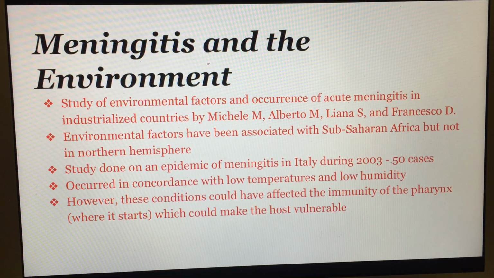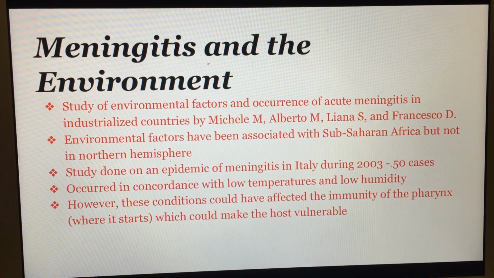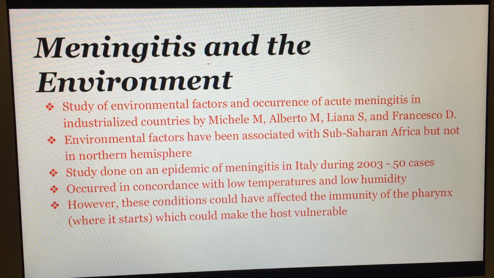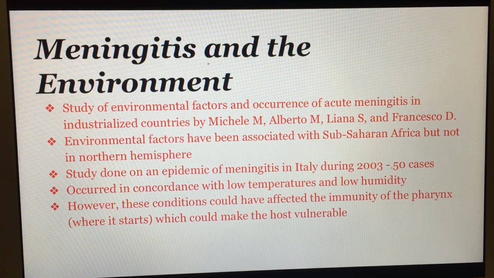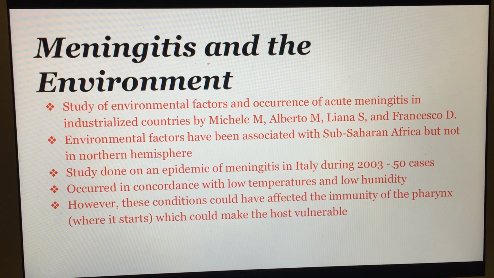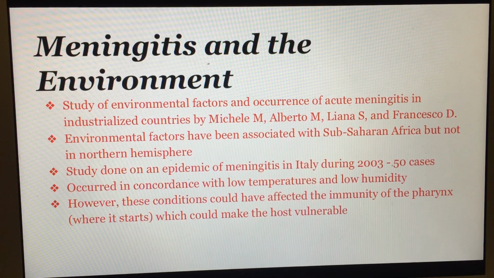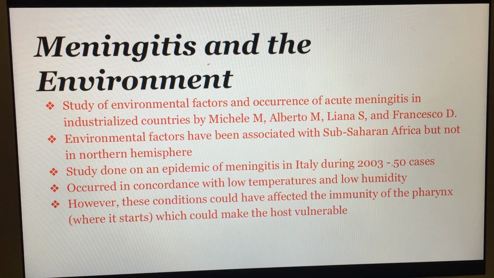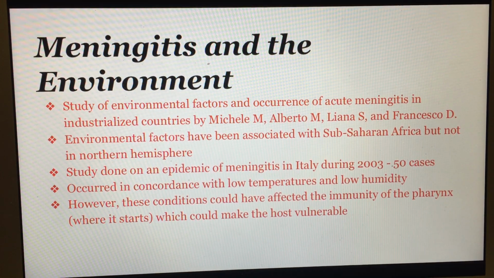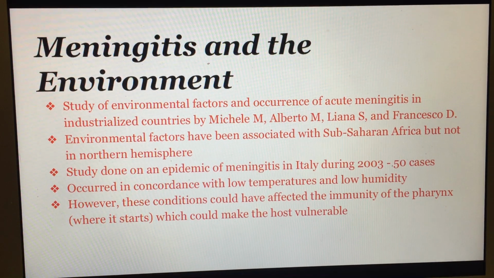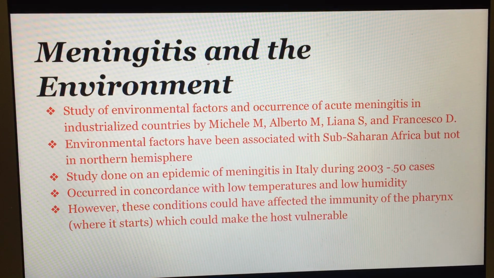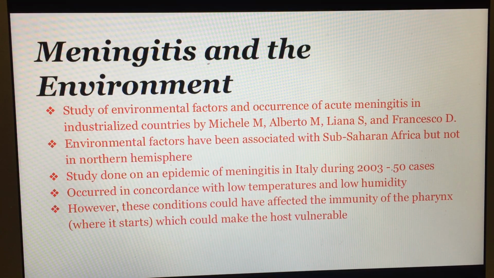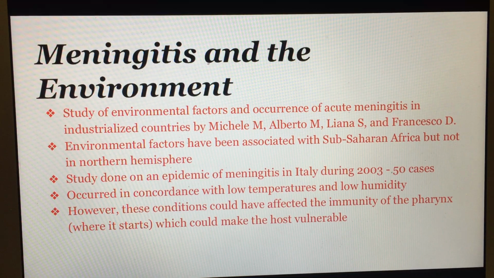In a study of environmental factors in the occurrence of acute meningitis in industrial countries, it was found that while factors have been associated with less developed countries, it hasn't been found to have a big correlation in the northern hemisphere. And in a study done in Italy during 2003, there were 50 cases of meningitis documented, which is higher than the average. These occurred in accordance with low temperatures and low humidity. However, these conditions could have affected the immunity of the pharynx, which could have made the host more vulnerable.